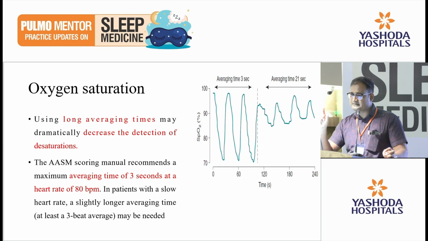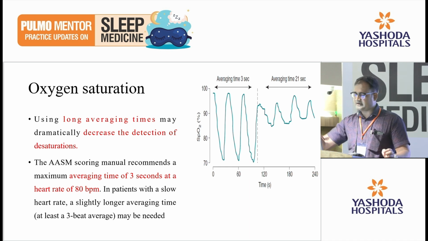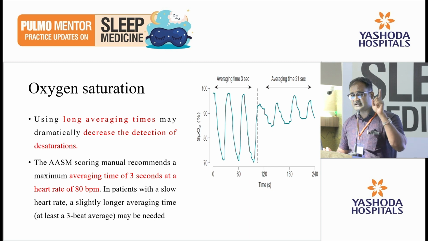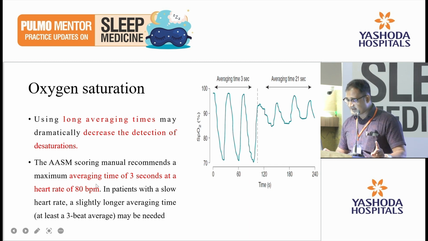It will miss the desaturation occurring after an event. So the pulse oximetry that we are using in polysomnography has a sampling time or averaging time of 3 seconds with a heart rate of 80 per minute. That is also a recommendation of the AASM guideline.